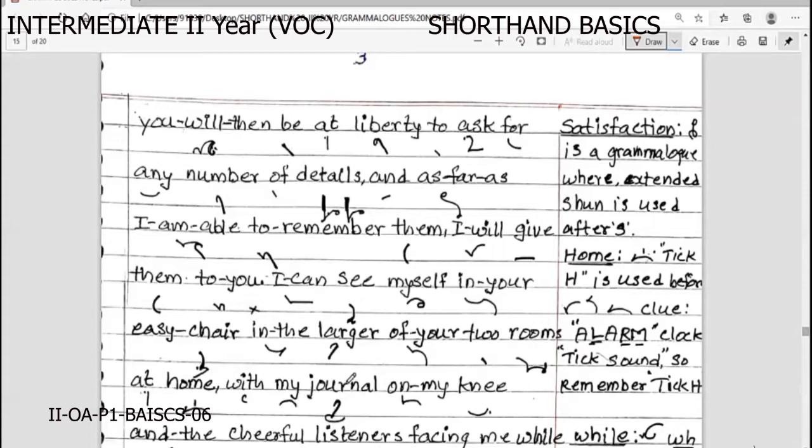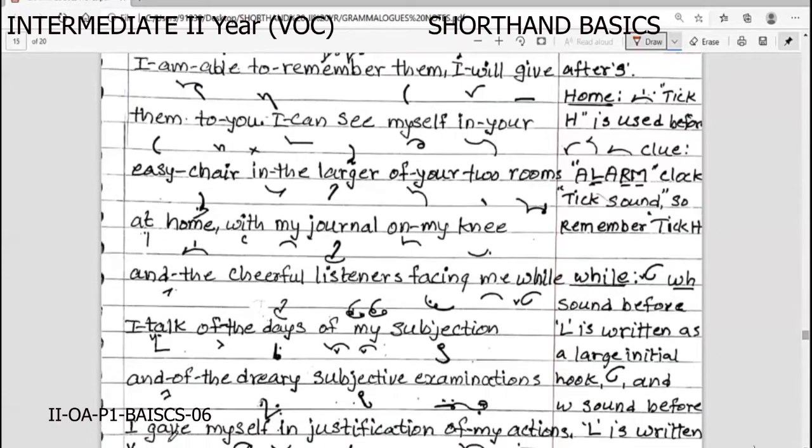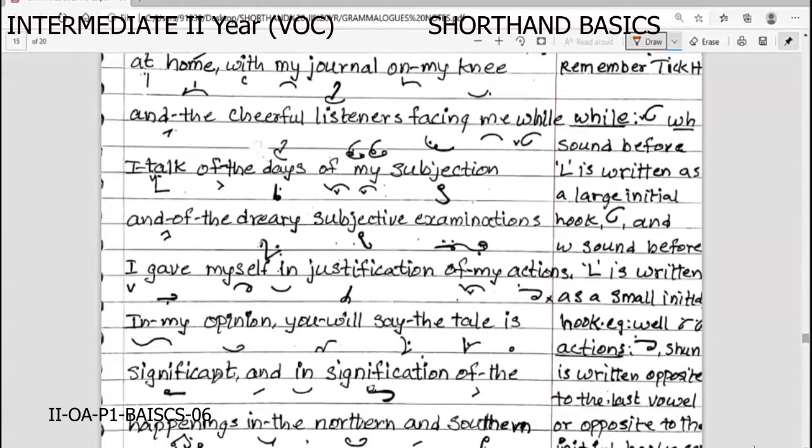Okay, so journal. So you write jar on the line and null. Large into N is null. Then on my knee, on you're going to put that straight tick for on, and my and me is K and E is knee. This is the sound of knee. N on the line and E. Journal on my knee.